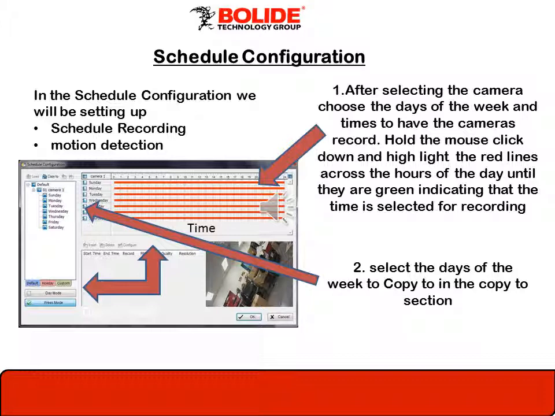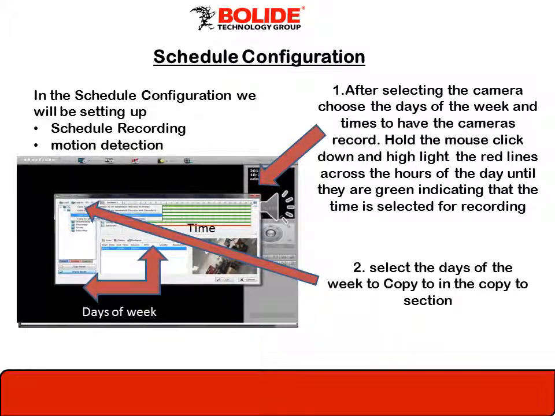Now inside the record server, select the first icon on the left, which is the setting icon. Once clicked, mouse over to expand and enter the system. After selecting the camera, we'll be choosing the days of the week and the times in which we want our cameras to record. To do this, hold down the left click on your mouse and drag it across the red lines until the red lines turn green, indicating you have selected that time to be recorded. To duplicate your selection throughout the days of the week, go to the Copy section located on the left upper side and select the days of the week you wish to be copied.